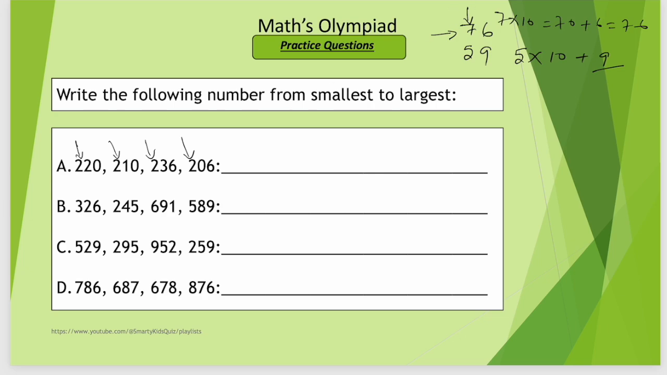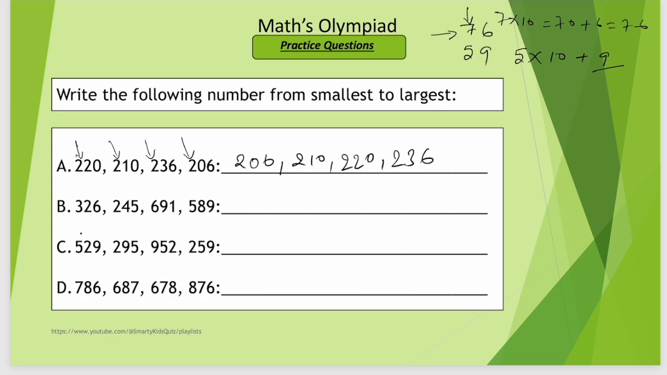In the tens place, if the number is small, the rest of the number is going to be small. But if the tens place number is big, even though the ones place number is small, it is going to be big. So, smallest to largest: first is going to be 206, then what is at the tens place? 1. Then you write 210, then you write 220, all at the tens place, and then you write 236, smallest to largest.